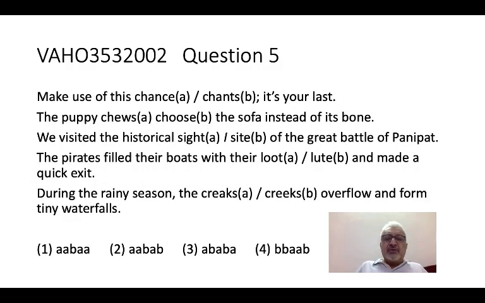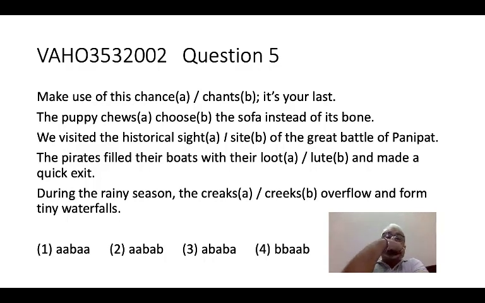Next is talking about chance or chants. Make use of this chance. Chants. It's your last. So you make use of a chant or chance. It is your last, he says. So it could be your last chance, A, or last chance, B.